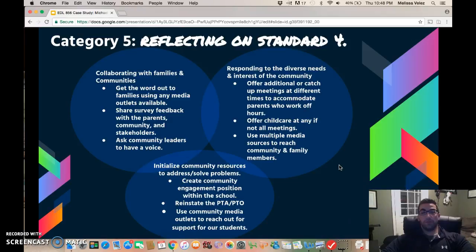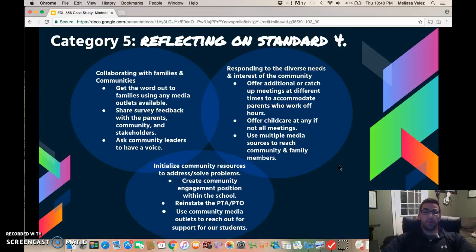Next, we're going to talk about responding to diverse needs and interests of the community. I would like to offer additional or catch-up meetings at different times to accommodate parents who work off hours. Also, offer childcare at any of these, if not all, meetings. And that's a great way to have seniors get their community service hours. They could be there and take them to the gym and do games and things like that, where parents don't have to worry about them. They're safe, and they can take their mind and focus it towards the school itself.